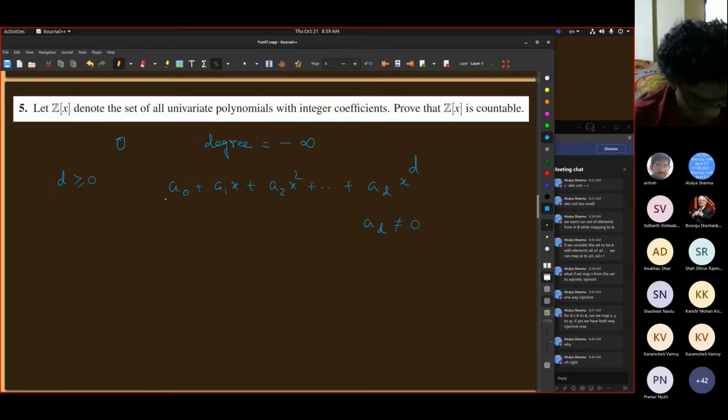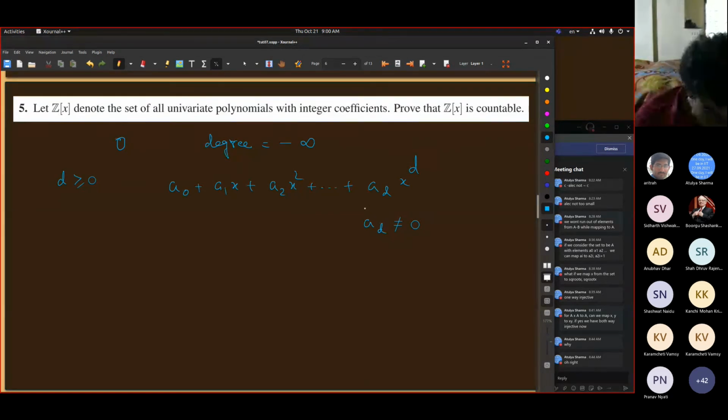So there are countably many choices of a0. There are countably many choices of a1. There are countably many choices of a2. And the only restriction is ad is not equal to 0. So still, just take one element out from the set of integers, it still remains countable. So countable possibilities, countable possibilities, up to ad. There are only countably many possibilities, and d is a finite quantity.